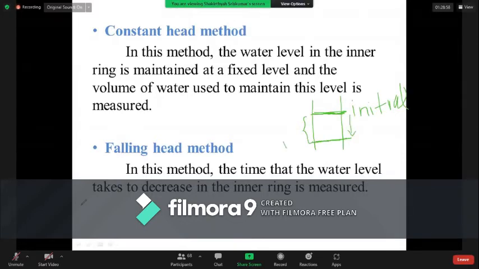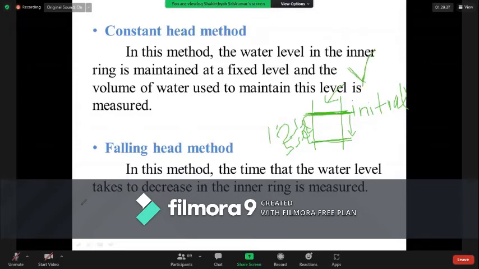Once you mark the time, the 5-second time interval, you have to mark the depth. Again, you have to refill the water to the initial point. You have to add some volume of water to reach the water level to the initial point. So the water head is constant. Again, within 10 seconds, it will go down. Again, you have to add the volume.